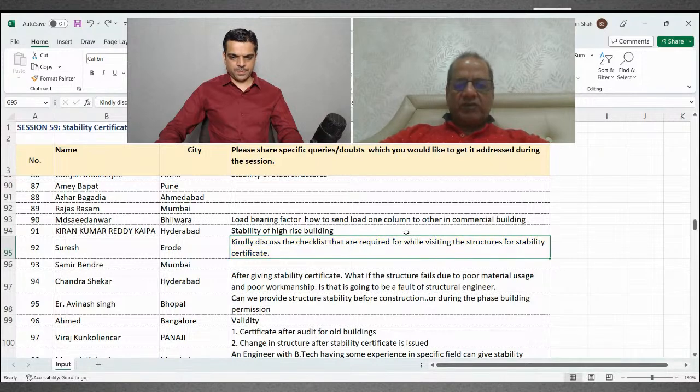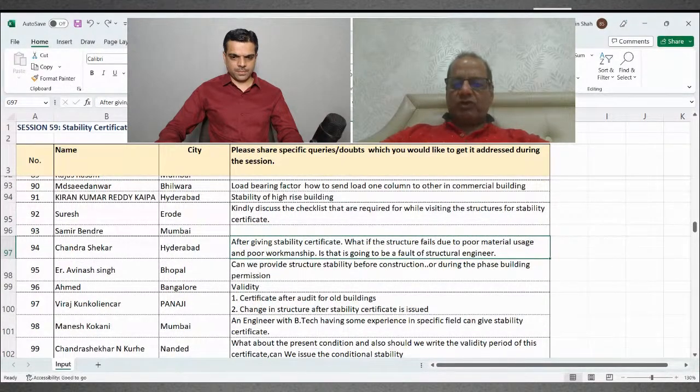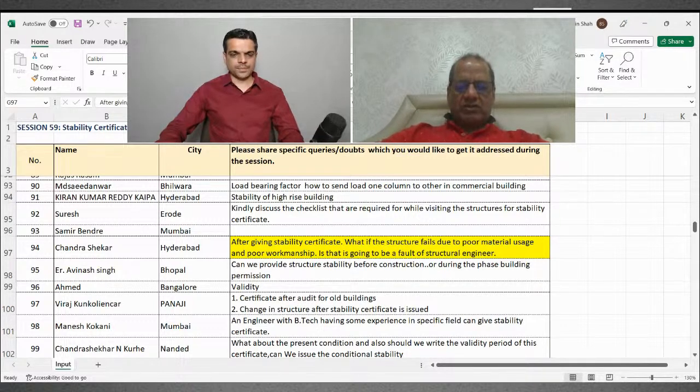After giving stability certificate, what if the structure fails due to poor material usage? There will be an inquiry about the design also. You will be held guilty for some time, but then if the design was okay and all records were properly maintained, then you will come out, no issues. There's nothing wrong with that. Once some goof up takes place, some failure happens, then everyone concerned is investigated into it.